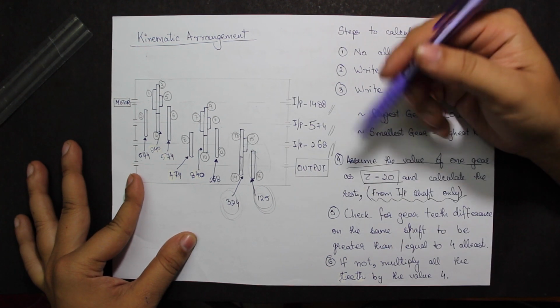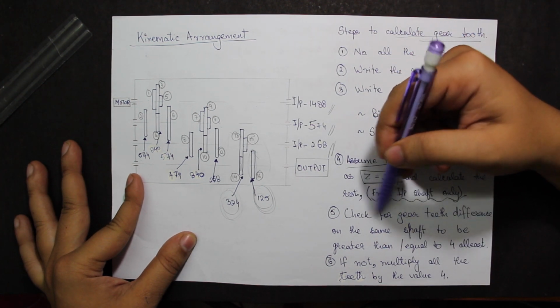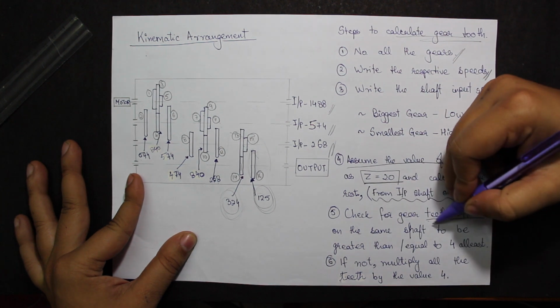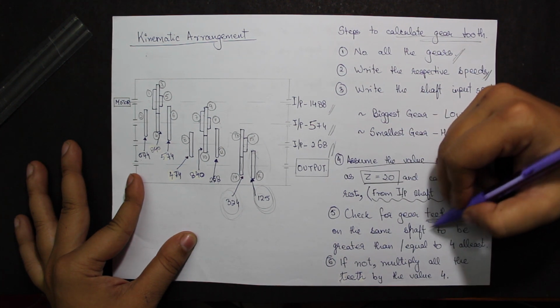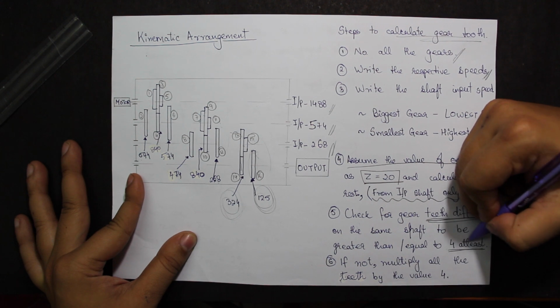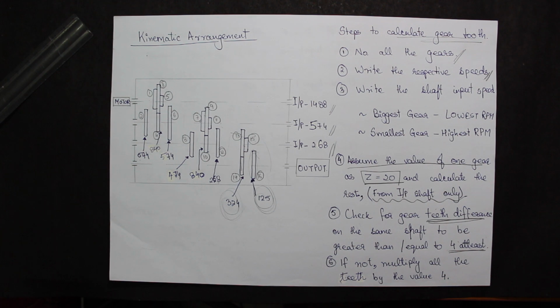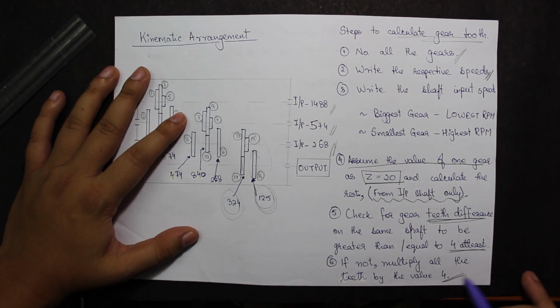After calculation of all the gear teeth, I need to check that the adjacent gears on the same shaft should have at least a difference of 4 between them. The gear teeth should have a difference of 4. If not, we have to multiply all the teeth by the value of 4 so that the minimum difference is created.